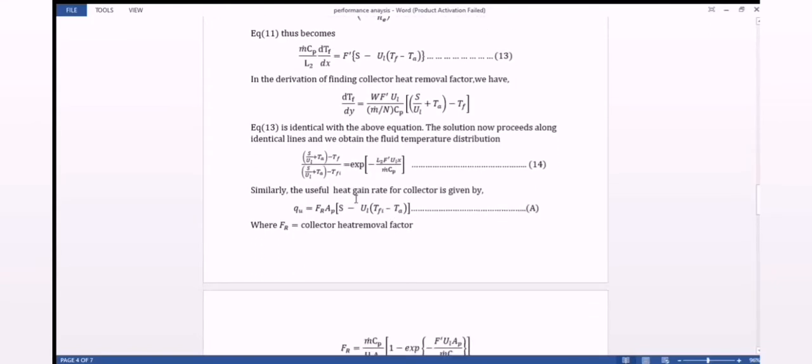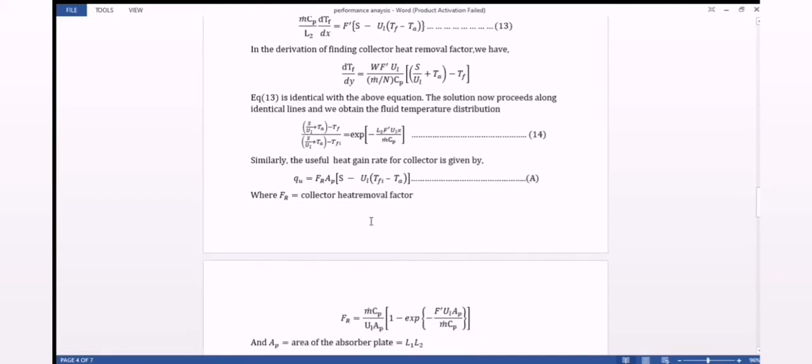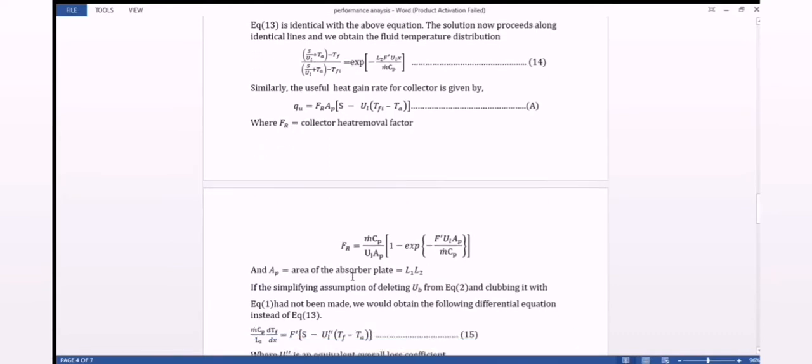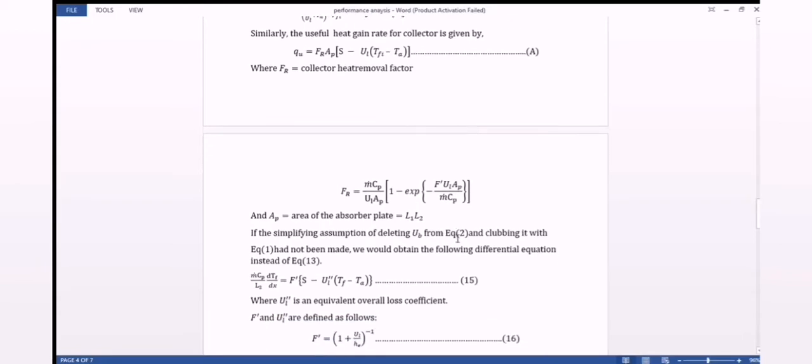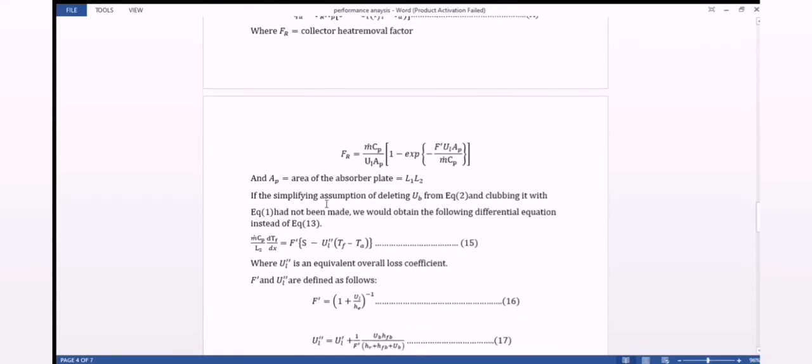Similarly, the useful heat gain rate for the collector is given by Qu is equal to FR AP into (S minus UL (TFI minus TA)). Here FR is the collector heat removal factor, which is given by FR equal to m dot Cp divided by (UL AP) into (1 minus exponential of minus F dash UL AP divided by m dot Cp). And here AP is the area of the absorber plate, which is given by L1 L2.